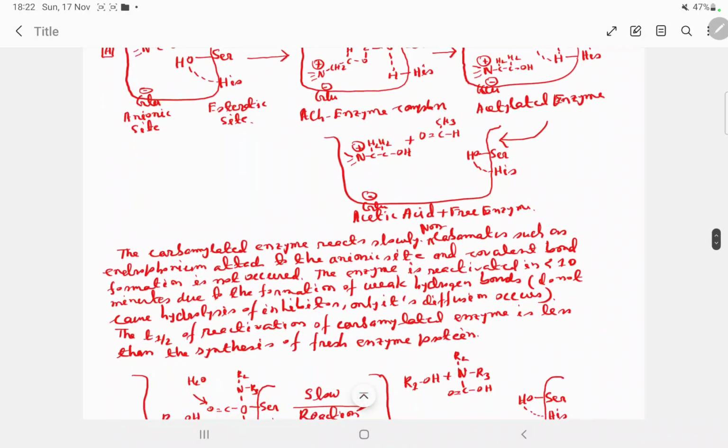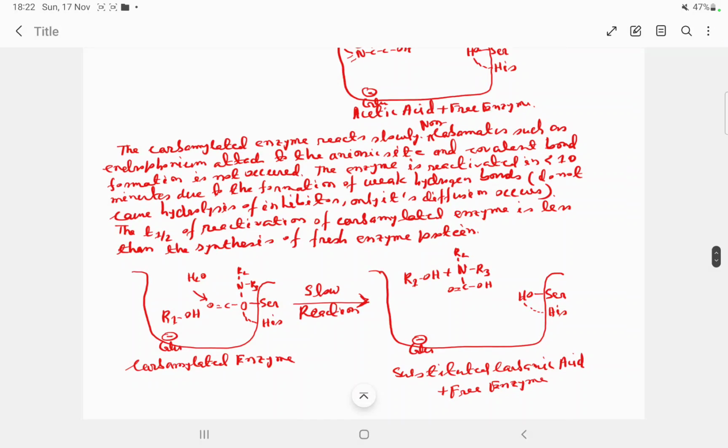Now we will discuss the reaction with the carbamylated enzyme. So the carbamylated enzyme reacts slowly, and non-carbamates such as edrophonium attach to the anionic site, that is this site, and these are reversible. It does not form any covalent bond, rather it forms a very weak hydrogen bond, and the hydrolysis of the inhibitor does not occur here, only its diffusion occurs. So the T half of reactivation of the carbamylated enzyme is less than the synthesis of fresh enzyme protein, and the T half is between half to 6 hours.